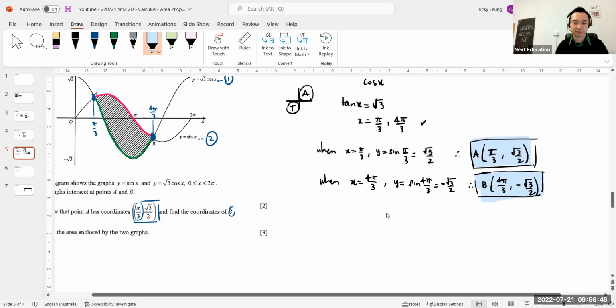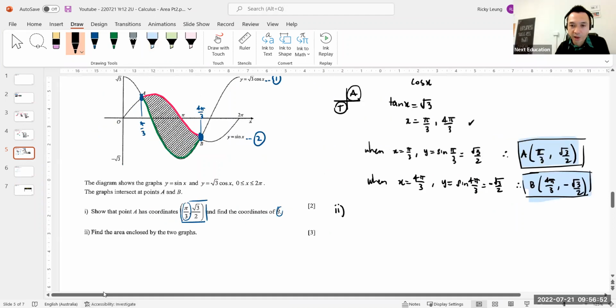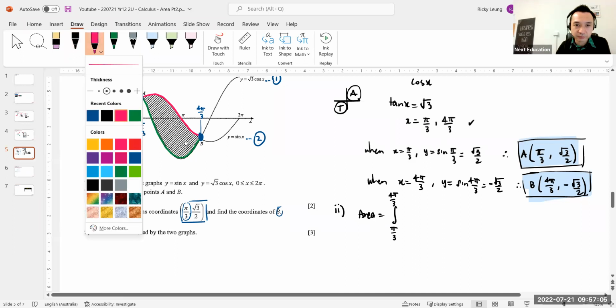Now, the main game here really is part 2, where the area is between the two limits of pi on 3 and 4 pi on 3, and you can see that there's 3 marks there, right? So it's been involved. Pink graph first, which is actually the sine graph, that's the pink one.